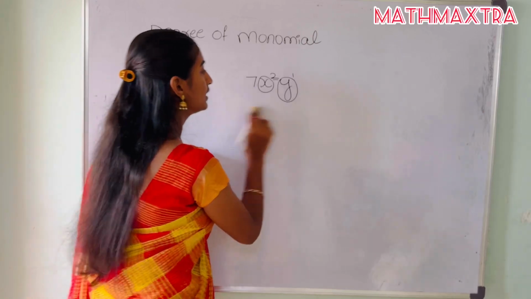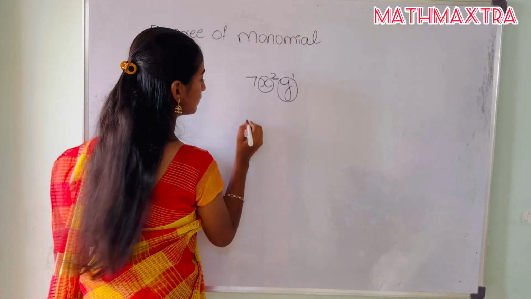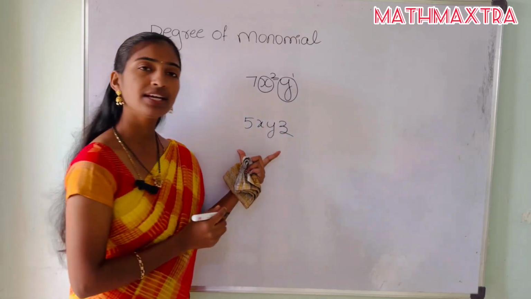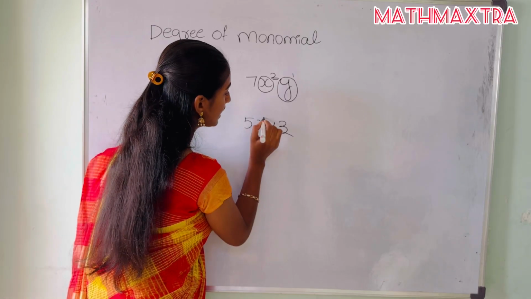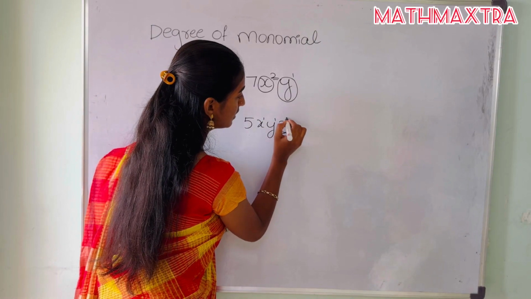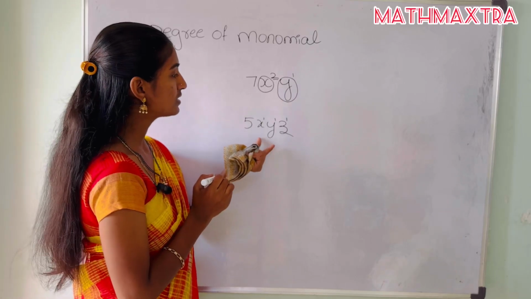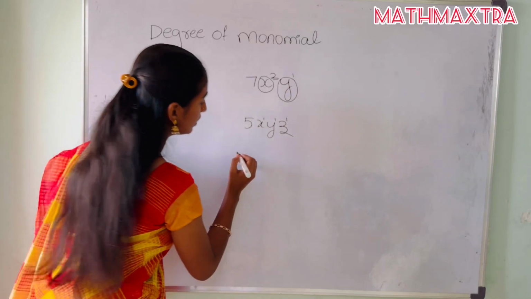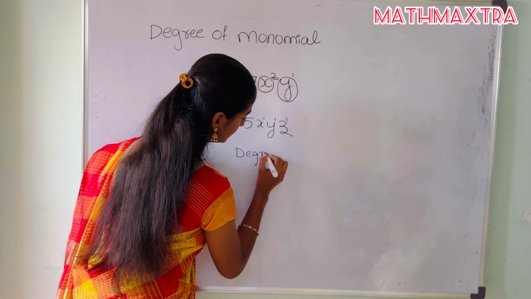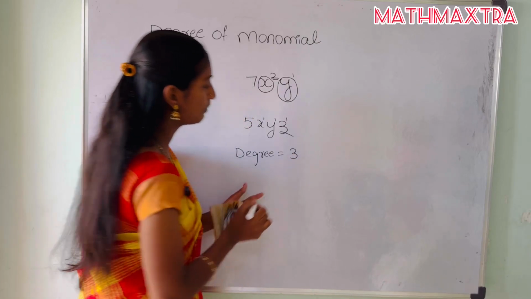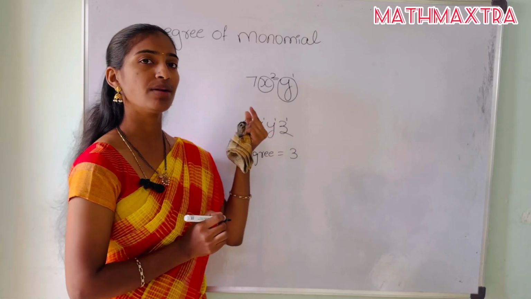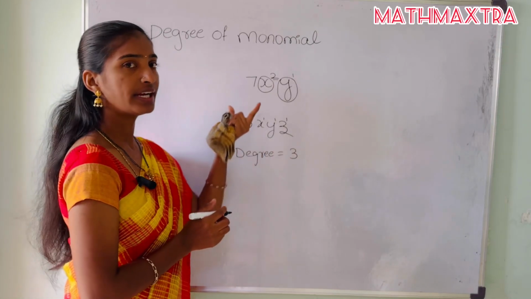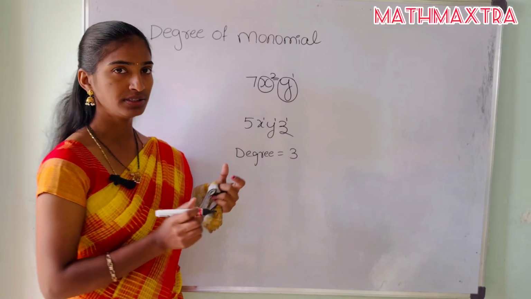Now tell me, 5xyz. So what is the degree of this? See, this has exponent one, this has one, this has one. So what is the sum of all the exponents? 1 plus 1 plus 1. So the degree is equal to 3. The degree of this monomial is simply the sum of all the exponents of the variables in the given monomial. Okay, so the degree is 3. Like this we can define the degree of a monomial.